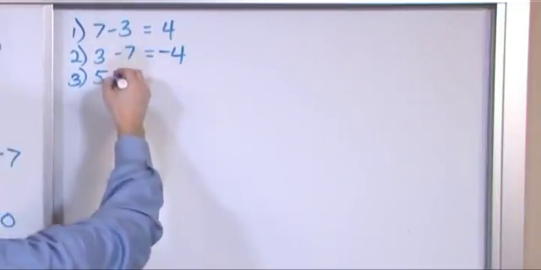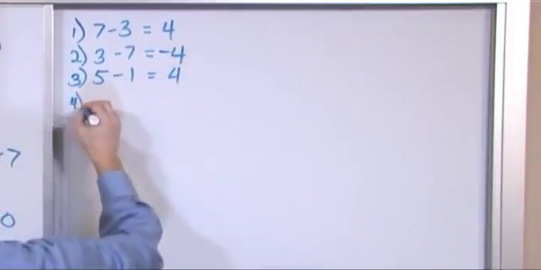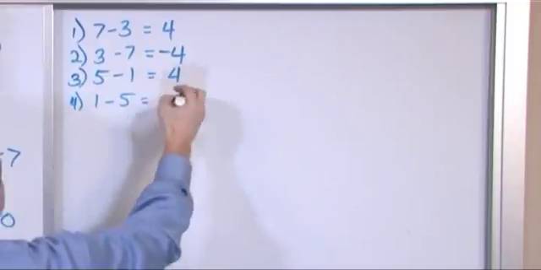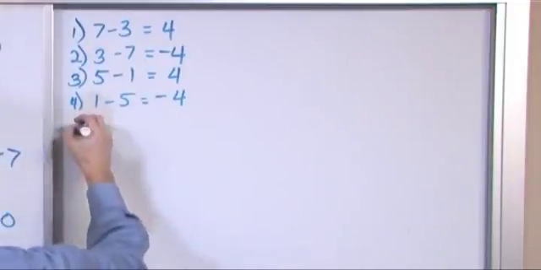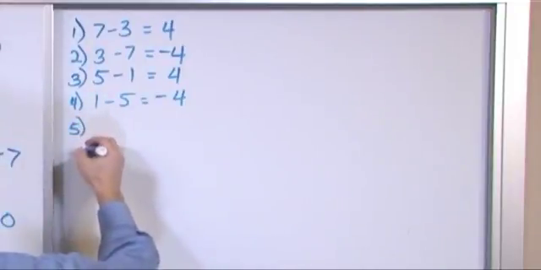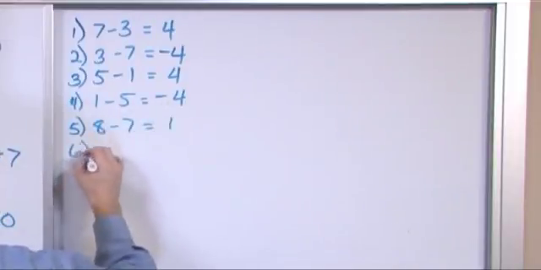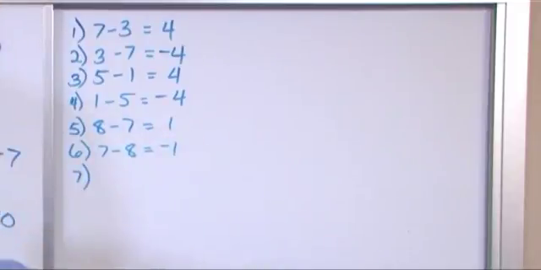What if we had 5 minus 1? Well, you know 5 minus 1 is 4. What if we had 1 minus 5? Well, it's the same thing. We're subtracting them, so we still put a 4, but we have to stick a negative on there because we're subtracting, and the first number is actually smaller. So you'll see a pattern to my problems here. 8 minus 7 is 1, and 7 minus 8 is negative 1. Same exact thing. I'm just doing a bunch of these so you see.